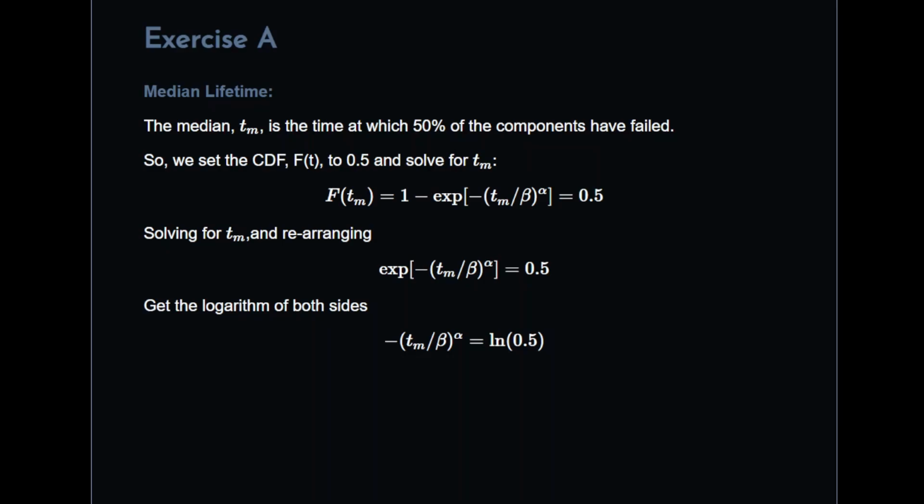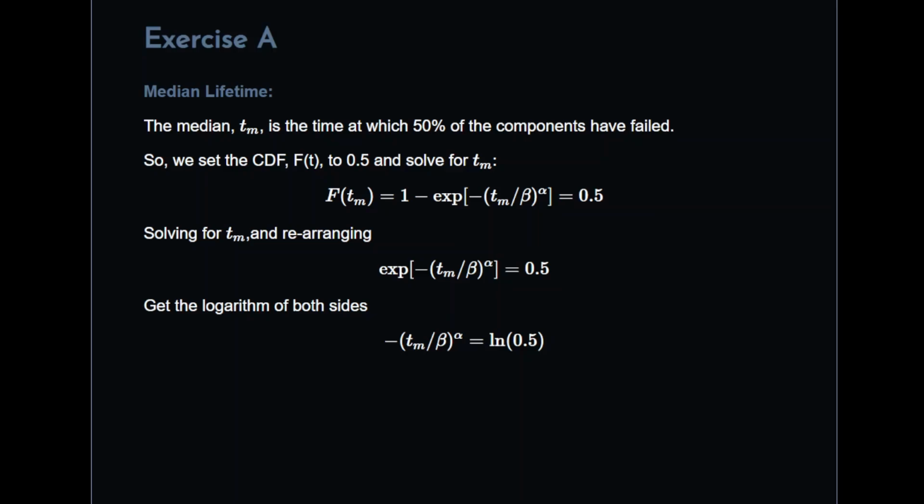So the median lifetime, tm, is the time by which 50% of the components will have failed. So how do we approach this? This is the standard approach for all types of calculation where you have to derive the median. You get the cumulative distribution function, F of t, and solve it by letting the expression equal 0.5. So here we have F of tm is equal to 1 minus the exponential of minus (tm divided by beta) to the power of alpha. We let that cumulative distribution function equal 0.5 and solve for tm.